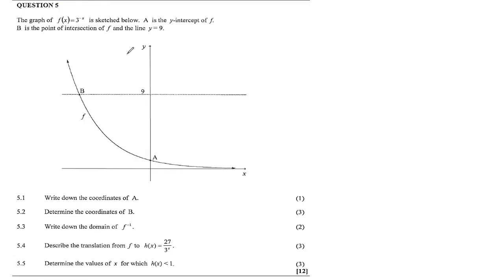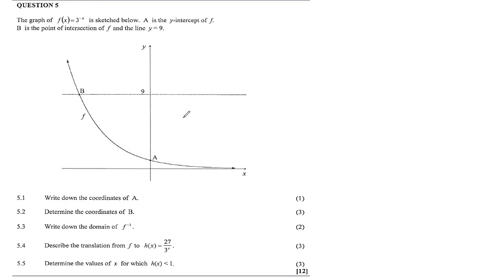Okay, so we have question 5 on exponential functions. It says the graph of f of x equals 3 to the exponent of negative x is sketched below. A is the y-intercept of f, and B is the point of intersection of f and the line y equals 9. So we can see that we are given our graph here, and then 5.1 says write down the coordinates of A.